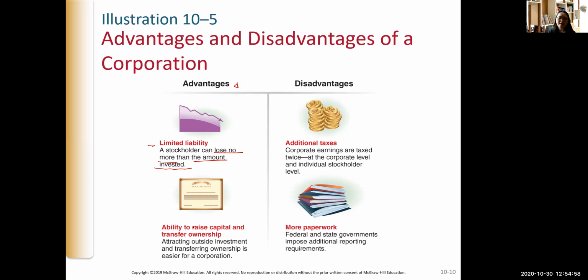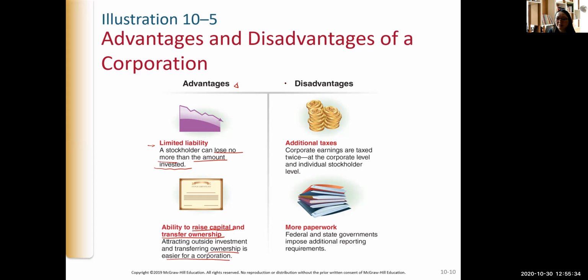Another thing is that a corporation has the ability to raise capital and transfer ownership freely. For example, you can raise any amount of capital that you want. At the same time, if you do not want to hold a share of this company, it's very easy for you to sell to someone. It's also easy to attract outside investment because you're a public firm offering outstanding shares. At the same time, you can sell the ownership to anybody very easily.